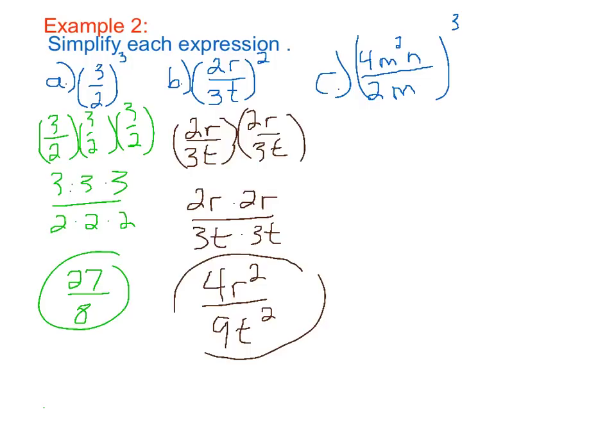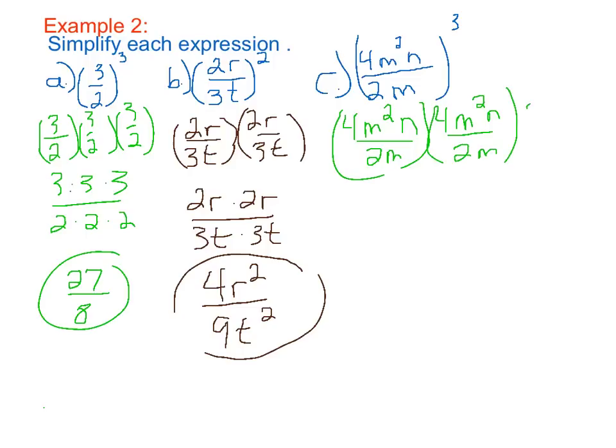Looking at part C here, we're raising everything to the 3rd power, so we're taking everything inside the parentheses and multiplying it by itself 3 times. So we've got 4m squared n over 2m multiplied by itself, multiplied by itself.